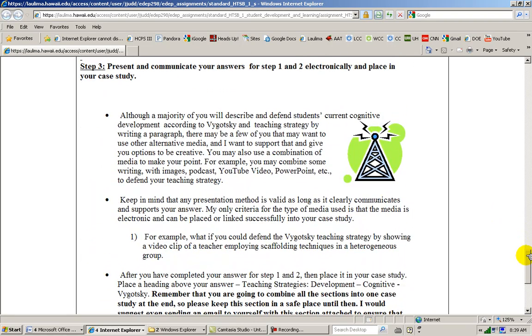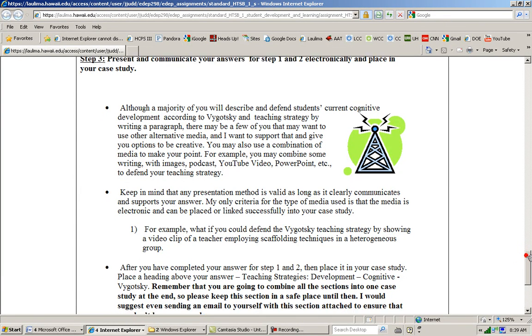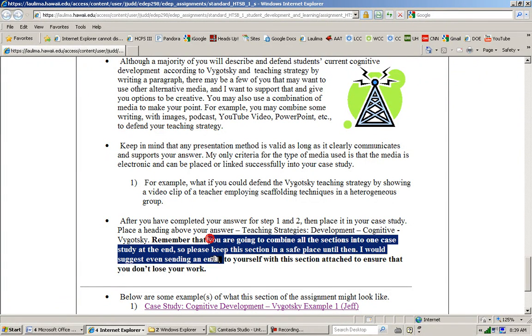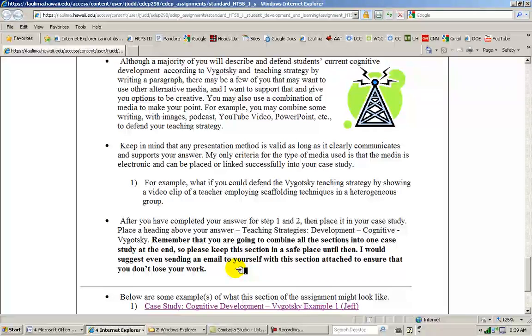And when you complete those, again, you can write it through a paragraph, but you can also use any kind of electronic media as long as it's electronic and it can get up onto Lalima. And once you do that, you're going to keep it in a safe place and combine all the sections at the end when you're finished into one big case study.